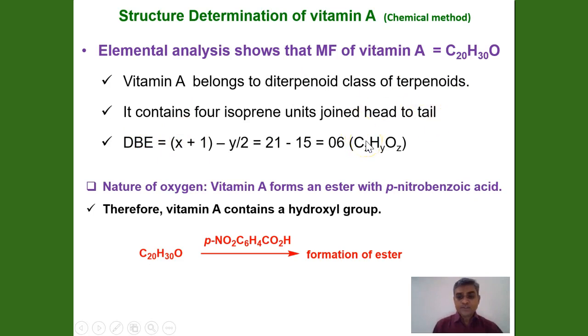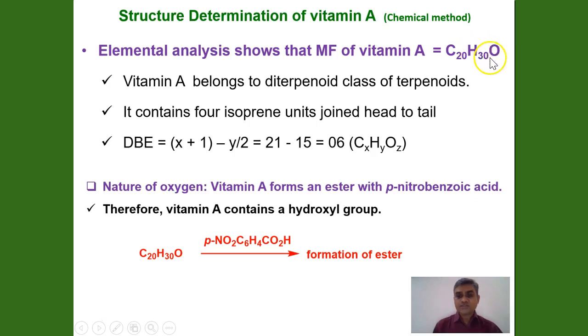For a molecule CxHyOz, the double bond equivalence is calculated by x plus 1 minus y by 2. So if you put in the values of carbon and hydrogen, the degree of unsaturation of vitamin A is found to be 6. This 6 degrees of unsaturation is very important information regarding vitamin A. We have to find out how many double bonds and how many rings are present in vitamin A. Now after getting degree of unsaturation equal to 6, let us find out the nature of oxygen.